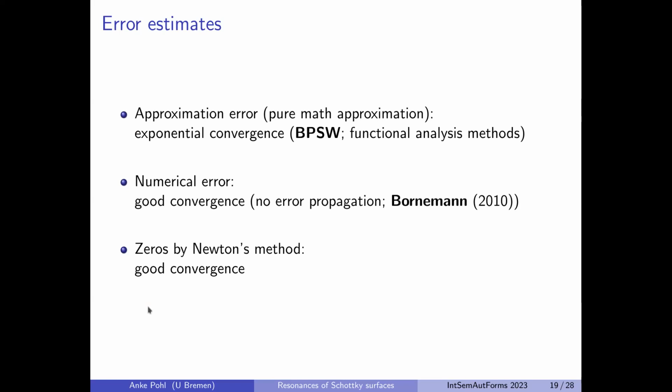There are two types of errors which you encounter. The one is the error which you get by going from the Selberg zeta function to the approximating object. So in our setup, going from the ZS to the DS, the determinant approximation at S. This is something I call a pure math approximation. When you turn up the number of Chebyshev polynomials, this has exponential convergence. This is something we proved. Methods from functional analysis go in there.